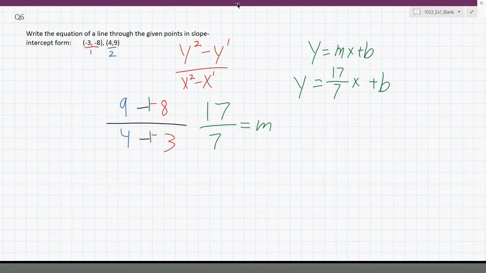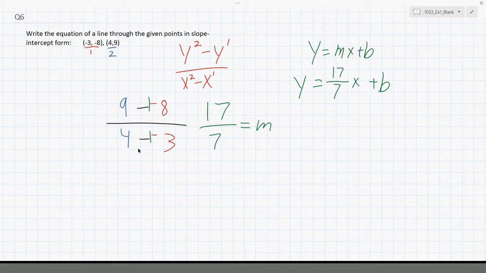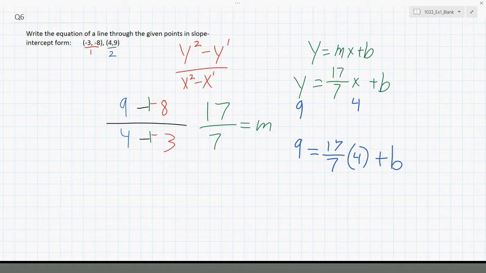So let's say I took some numbers like a 4 and a 9, and I stuck them into the equation in those 2 spots. So now I have 9 equals 17 over 7 times 4 plus b. Now I have one variable. I have several numbers. I'm now going to do the math between these numbers to tell me what that one variable equals.